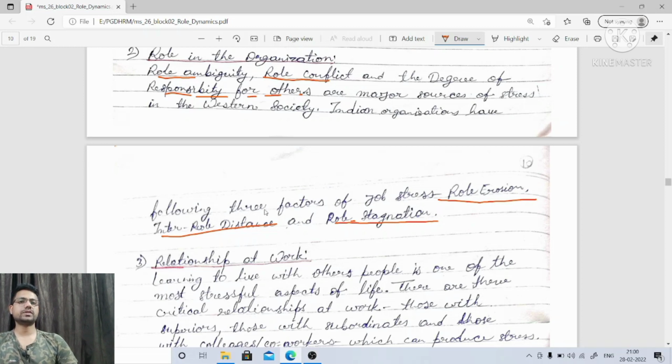Inter-role distance means if a particular person has many roles, and if those roles are opposite to each other, then in that case the person may feel stressed. And the third, given role stagnation. Role stagnation is if the role is not going to fulfill the particular person's ambitions, or you can say satisfaction is not going to be fulfilled by the role, then that is role stagnation.